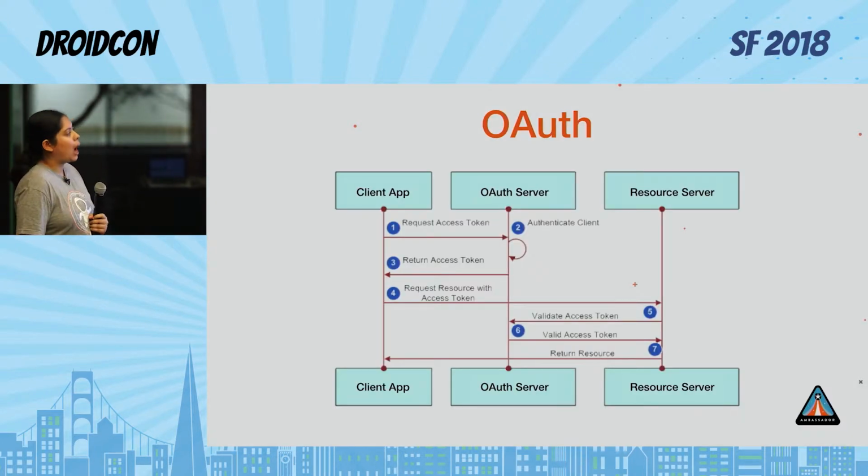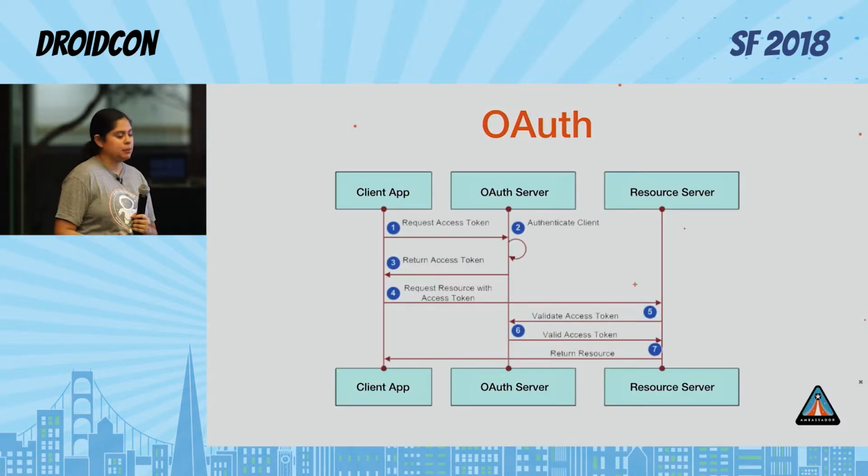So OAuth established some steps before. We will have a client app. We now have an actor that is the OAuth server, which can be on the same server as our resource servers. So the client app will request a token from the OAuth server when they log in. So I send my username and my password to the OAuth server. The OAuth server will validate this. This is the authentication of the client, and we generate a token.